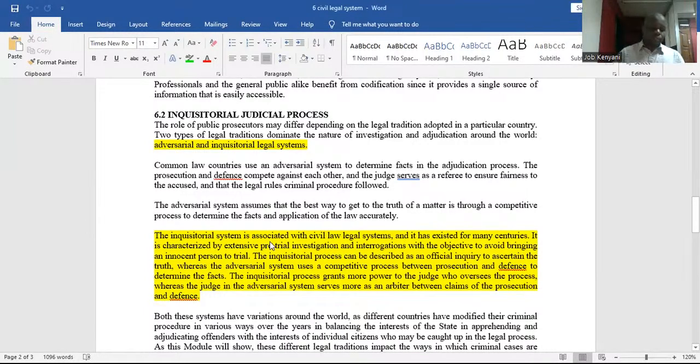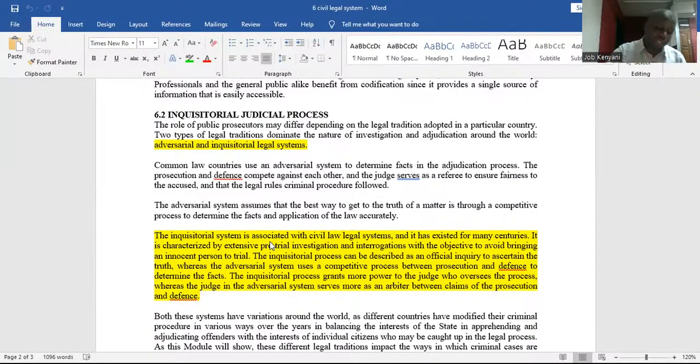So there are two legal systems that we are trying to emphasize, and that is the main focus of study in this particular unit. We have a civil legal system and a common law legal system. So that is the first thing to notice, that we have a common law legal system and we have a civil law legal system.